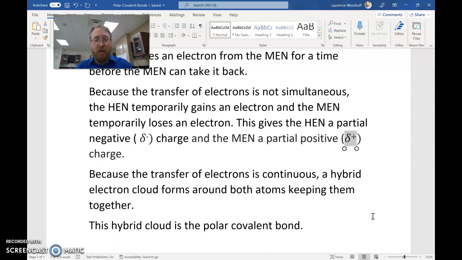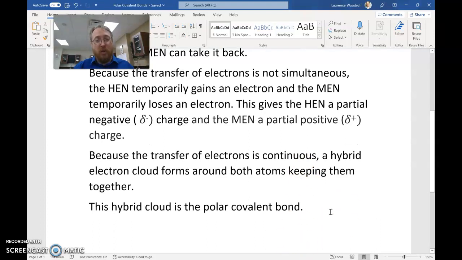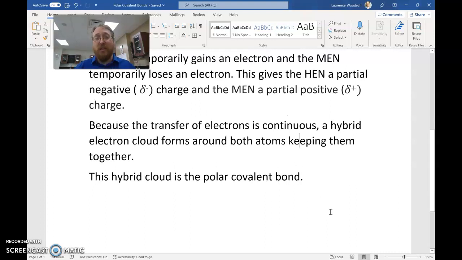Because the transfer of electrons is not simultaneous, the highly electronegative atom temporarily gains an electron, and the moderately electronegative atom temporarily loses an electron. This gives the highly electronegative atom a partial negative charge and the moderately electronegative atom a partial positive charge. And because the transfer of electrons is continuous, a hybrid electron cloud forms around both atoms, keeping them together, and that hybrid cloud is the polar covalent bond.